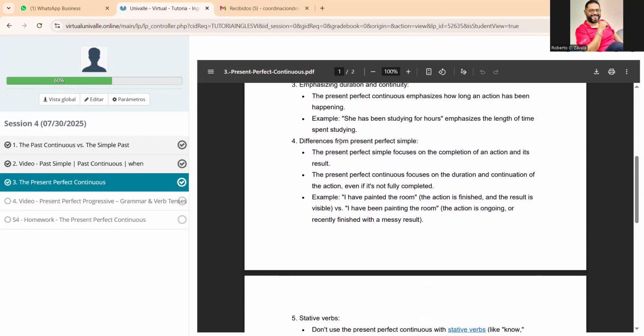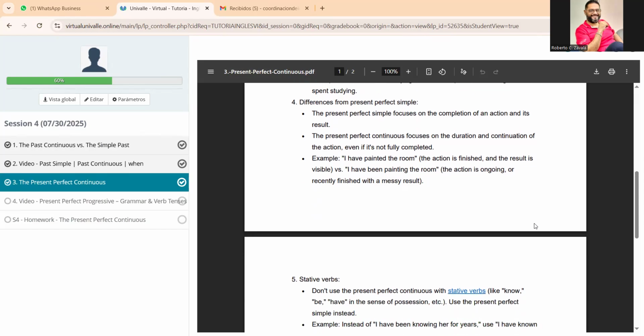Number 4, differences from present perfect simple. The present perfect simple focuses on the completion of an action and its result. The present perfect continuous focuses on the duration and continuation of the action, even if it's not fully completed. Example: I have painted the room. The action is finished and the result is visible. Versus: I have been painting the room. The action is ongoing or recently finished with a messy result. That means you haven't finished it.